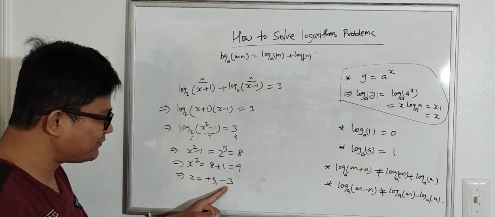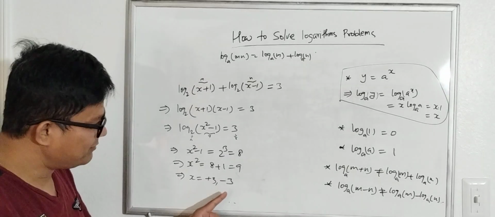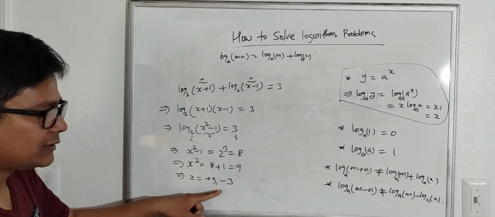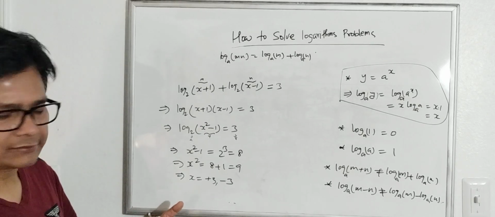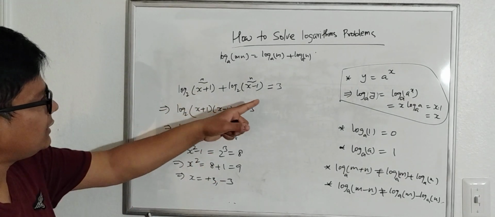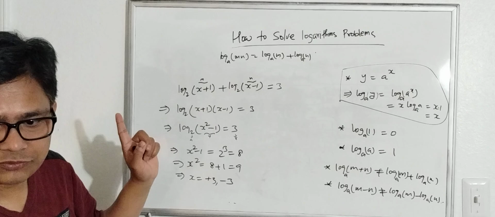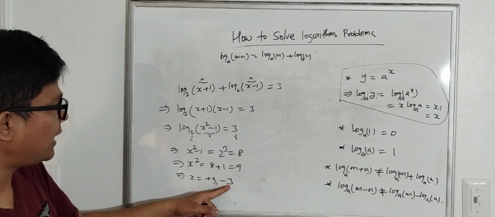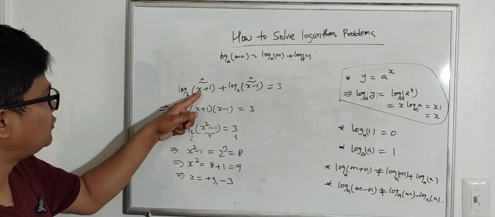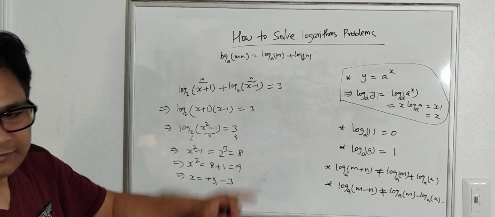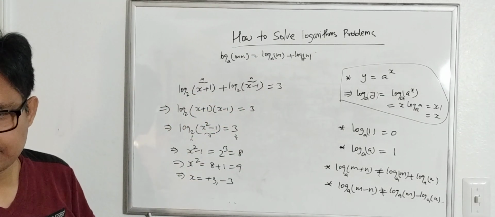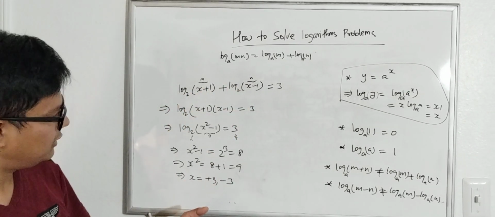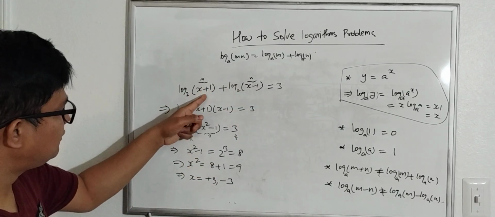Although x square was both +3 and -3, remember, once you have the values, let's say you got 2 or 3 answers, then try to put those values in the given equation. You should not get any negative value here. But when I put -3, I got log 2 of -2, here I got log 2 of -4, and log of negative numbers is undefined. I cannot say undefined plus undefined is 3, which is wrong. So that's why I used only 3.